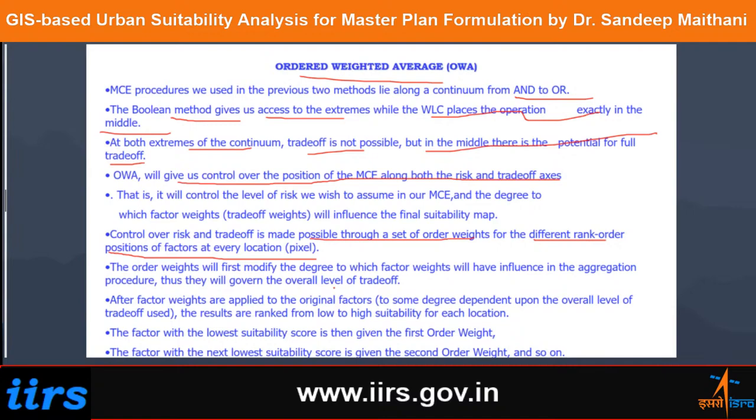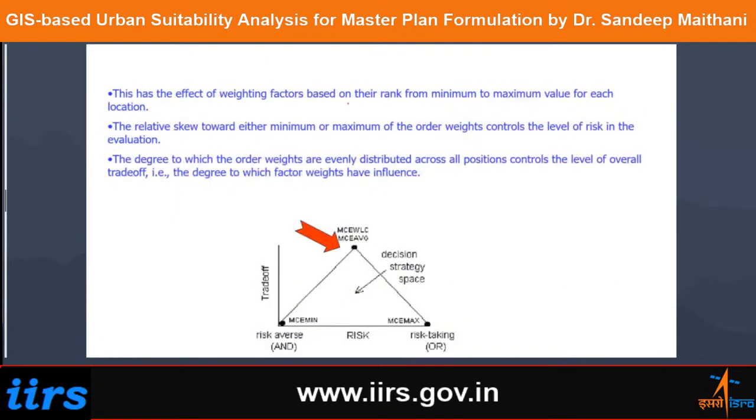We are not going to the extremes. Again I'm telling you, we are not trying to go to the extremes, but we are trying to move somewhere in this decision space. In this decision space, we try to move, and then we try to take a decision. So this entire process of multi-criteria analysis is, we are not going to the extremes, but we are somewhere trying to shift or move in this decision space based on how much risk we want to take or how much risk we don't want to take.